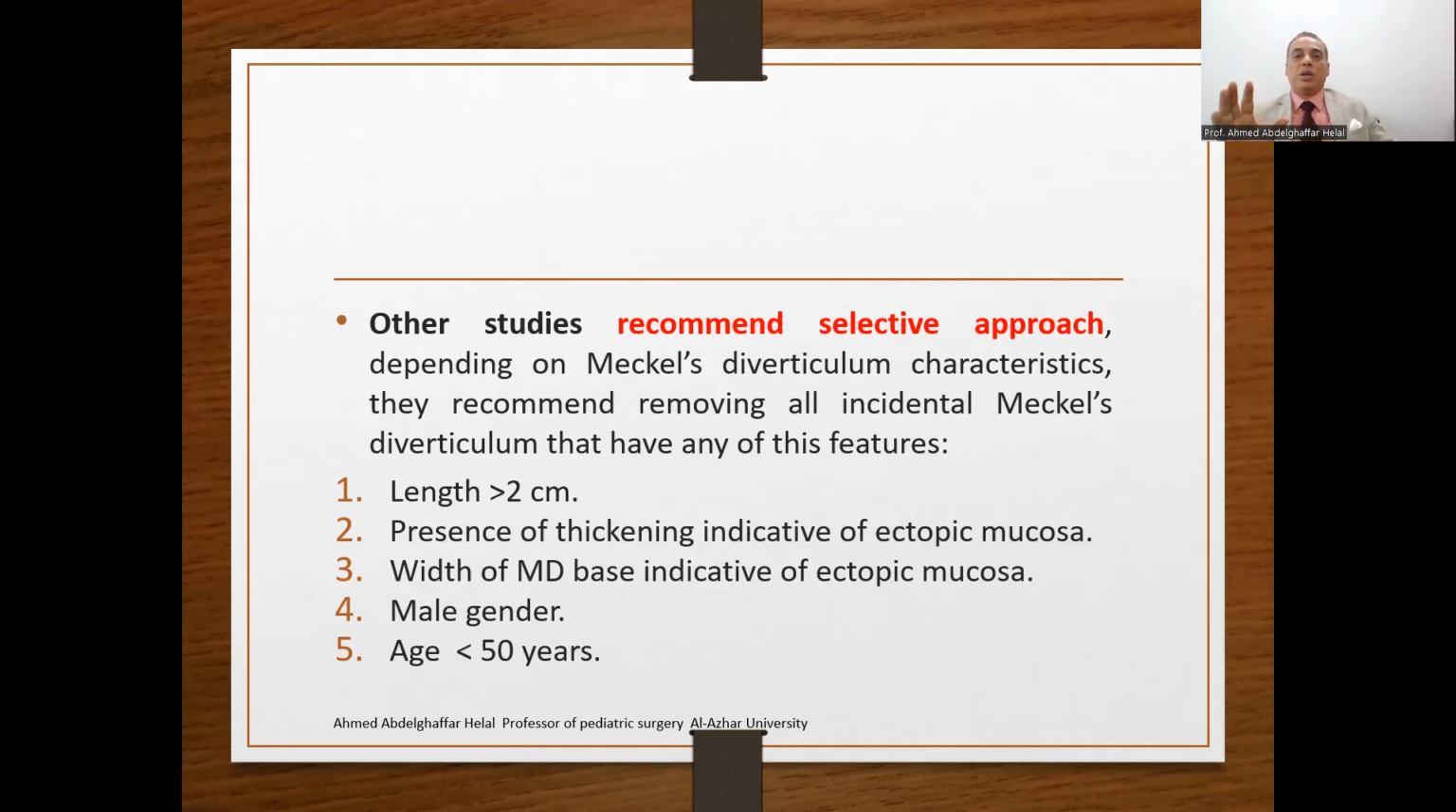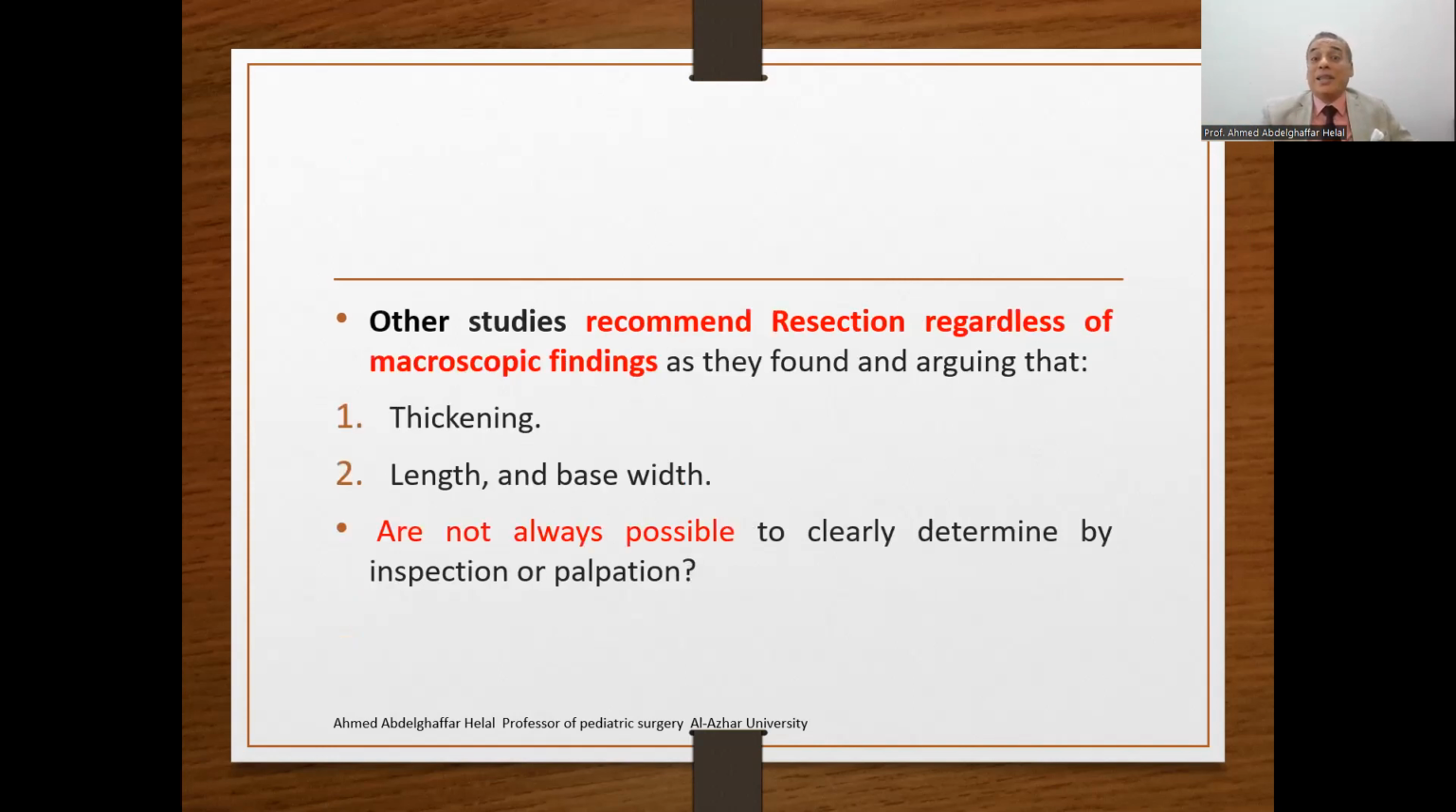So the first school, no resection. The second school, resect. The third school, perform a selective approach. Selective approach means remove based on certain criteria. Look for the length, look for the thickness, look for the width, look for the gender of the patient, and the age. So, three options up till now. Other studies recommend resection regardless of the macroscopic findings, arguing that thickening, length, and base are not always possible to clearly determine by inspection or palpation. So this is a criticism of the last one.